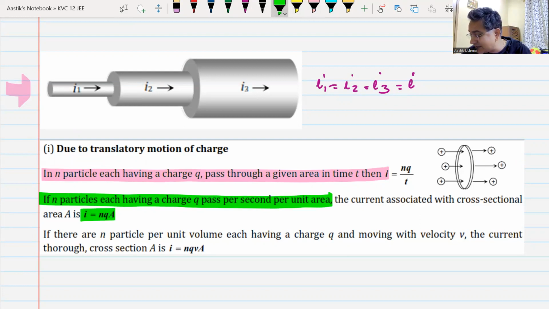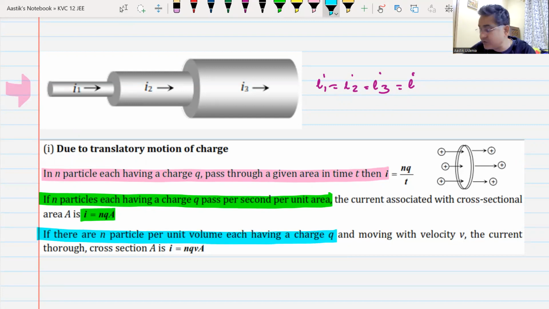Are we able to understand what I'm saying here? Yes, sir. Sometimes they give you per unit volume, per unit time, how much charge is flowing. In that case, your formula for current becomes nqvA, where v is the speed and A is the area of cross section. Do we understand this? These are simple formulae, and I've seen a lot of questions based on these in your exam, both in JEE Main as well as in JEE Advanced. So please note this down very carefully.